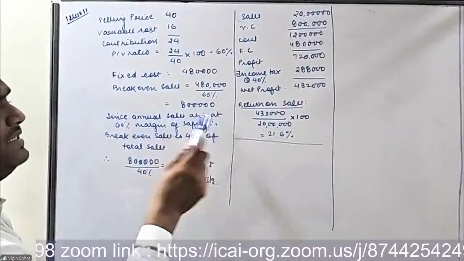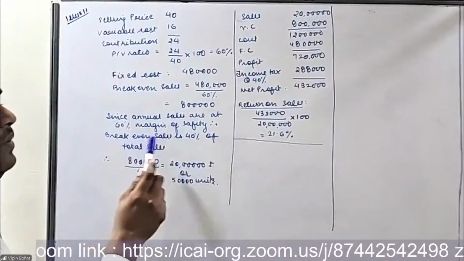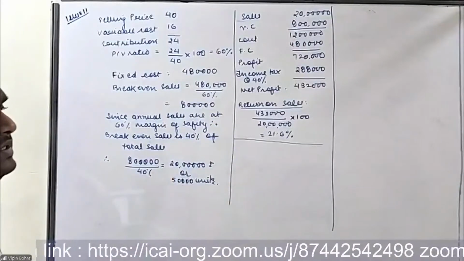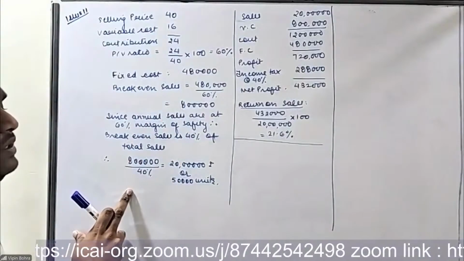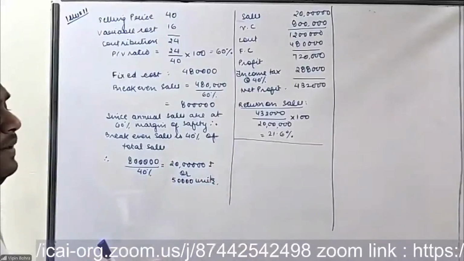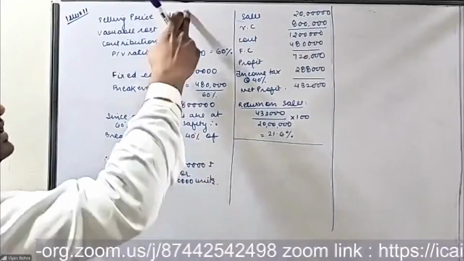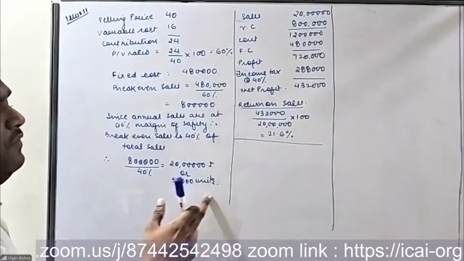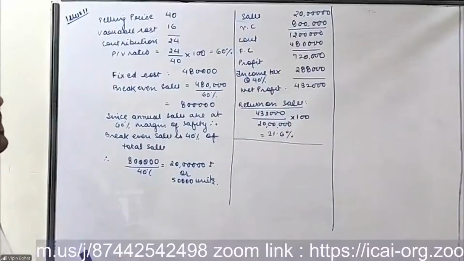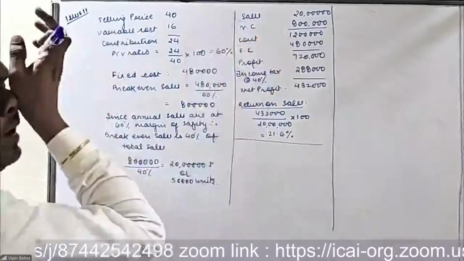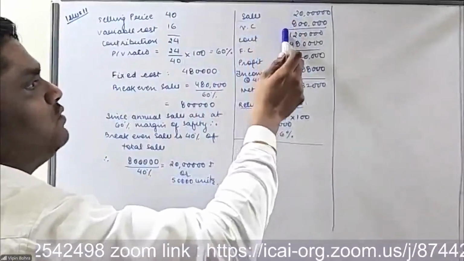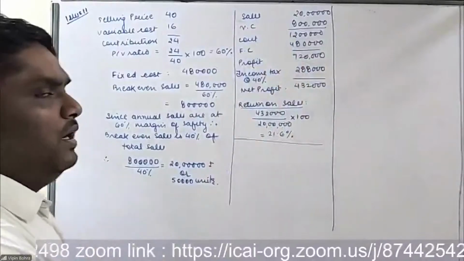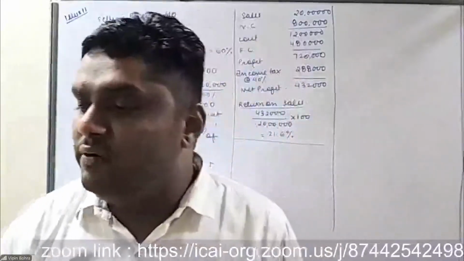Now, since annual sales are at 60% of margin of safety, break-even sales will be 40% of the total sales. So we have got 8 lakh rupees as the break-even sales. It is 40% of the total sales. Therefore, the total sales will be 20 lakh rupees. And since each unit is sold at the rate 40, we can say it is 50,000 units also. Now, since we are done with the calculation of sales, we can easily calculate variable cost, contribution, fixed cost, and profit. After calculating profit, it is given in the question that the income tax is 40%.